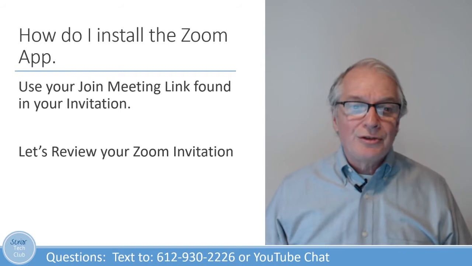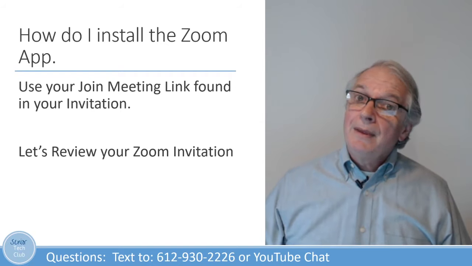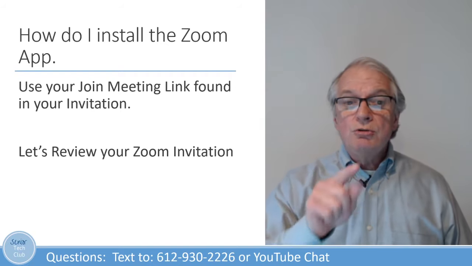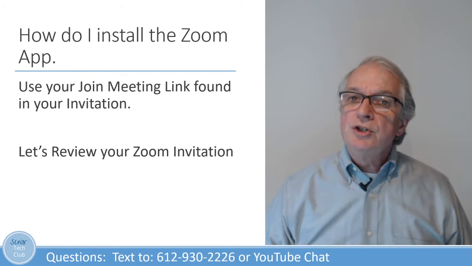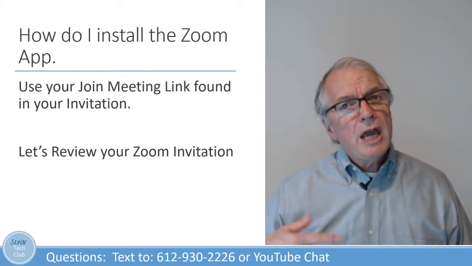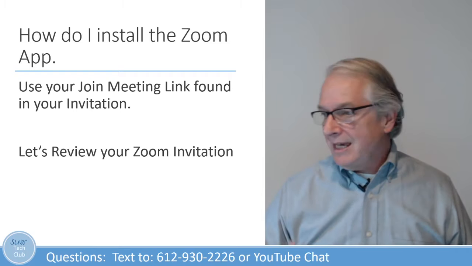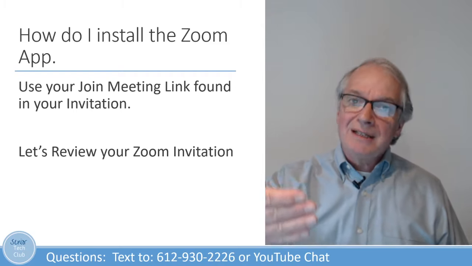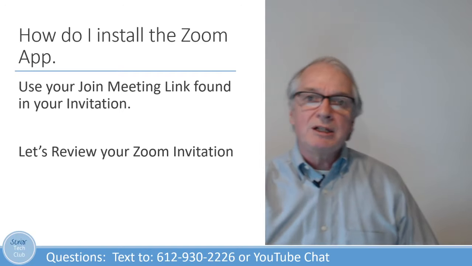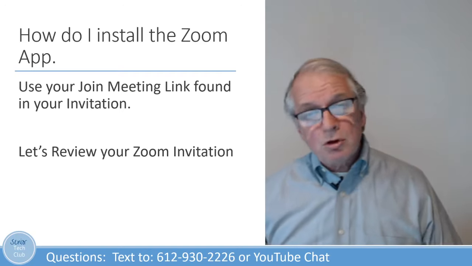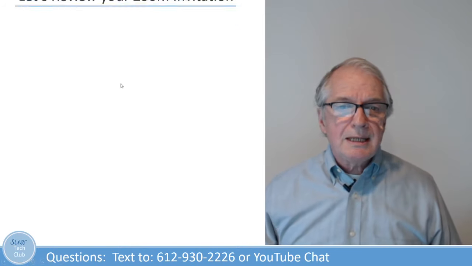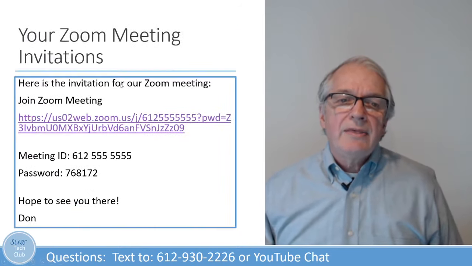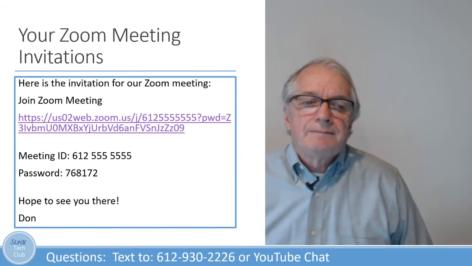All right. Since we recommended installing the Zoom app, the first question that comes up is, how do I install the Zoom app? Well, I'm going to recommend that you use the join meeting link found in your invitation. Every Zoom meeting that you start probably starts with an invitation that probably comes to you via email. It could also come in text, but it probably comes via email. Let's take a look at what that invitation looks like.